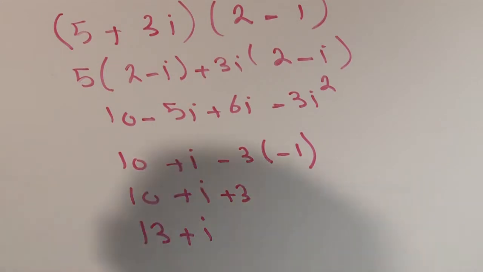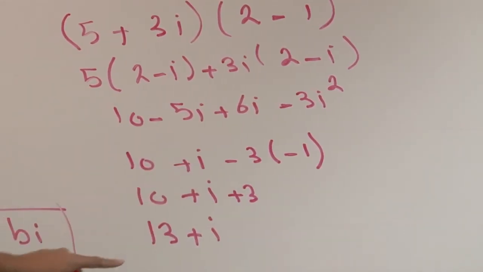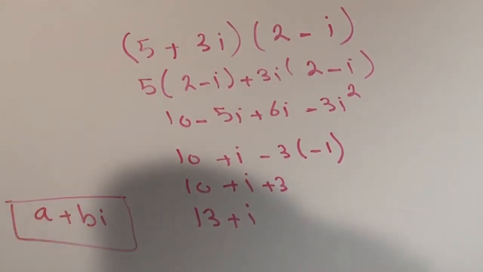Look at this. This is the form a plus bi. This is what I got: 13 plus i.